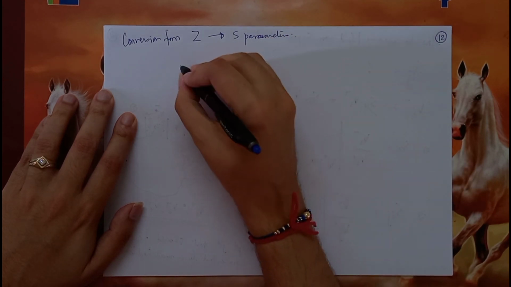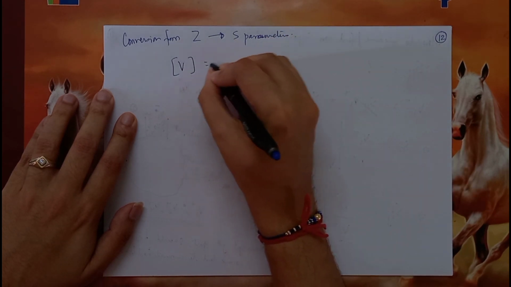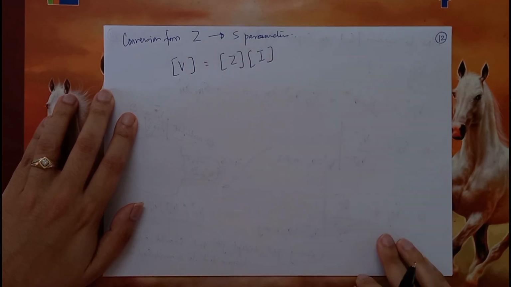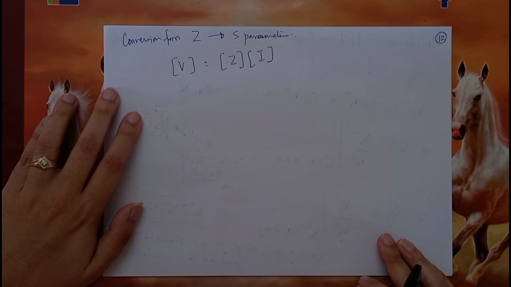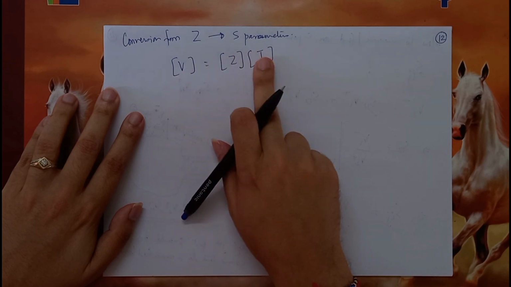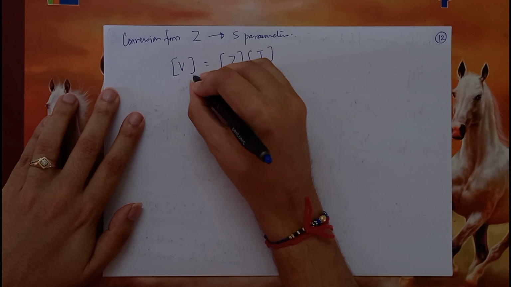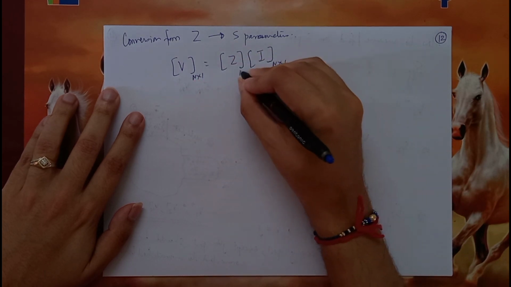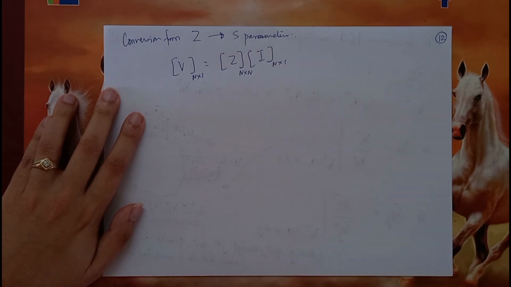So as you know, the Z parameters can be related using these three matrices, where V is the n cross 1 matrix of all the voltage values at the ports, I is all the current values of all the ports. Both of these are n cross 1 matrices, and Z is the impedance matrix, which is n cross n.